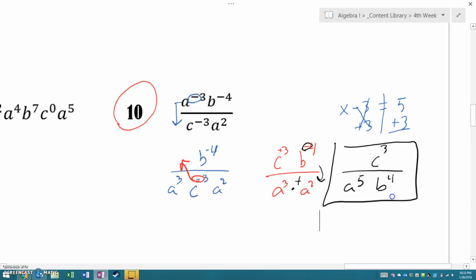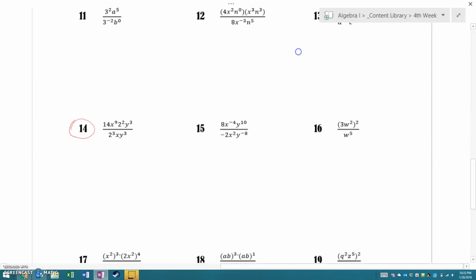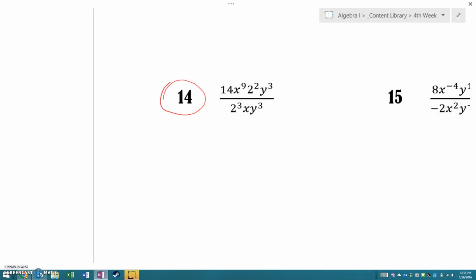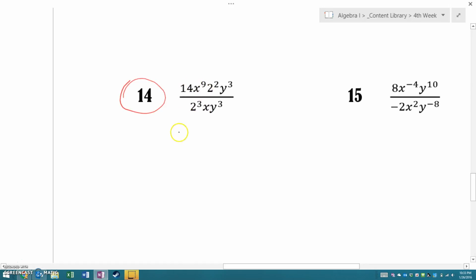All right, now I'm going to go pull up that last one down here. I think it was 14. Yeah, here we go. Okay, so this is just to kind of illustrate how to use division here to get this worked out. I'm going to break this down to numbers, and then the x's, and then the y's. So my numbers, I have 14, 2 squared, and 2 to the 3rd power. For my x's, I have x to the 9th and x. And for my y's, I have y cubed and y cubed.